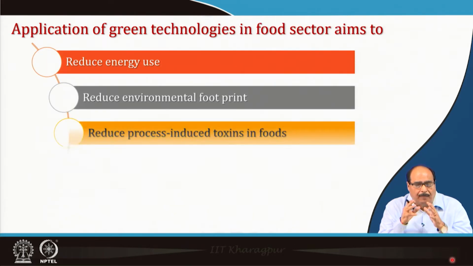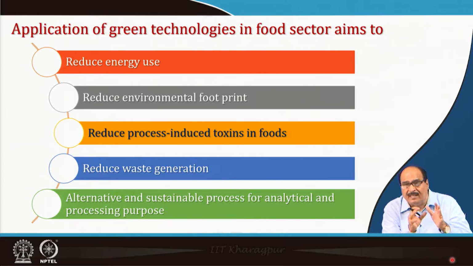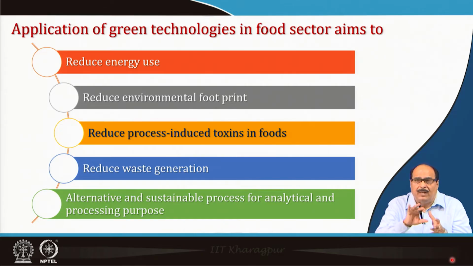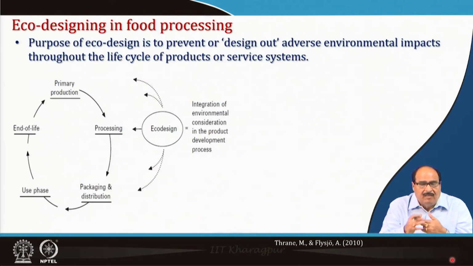So, the application of green technology in the food sector finally aims to reduce energy use, reduce environmental footprint, particularly carbon footprint, reduce process induced toxins in the food, and reduce waste generation, that is, the technology should be used in such a way that waste is minimum possible. We will see the zero waste concept a little later. Then alternatives and sustainable processes for analytical and processing purposes. So, these are some of the aims and applications of green technology.